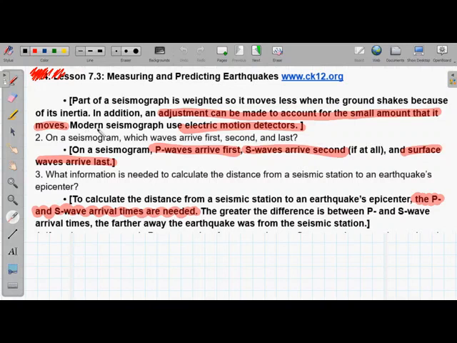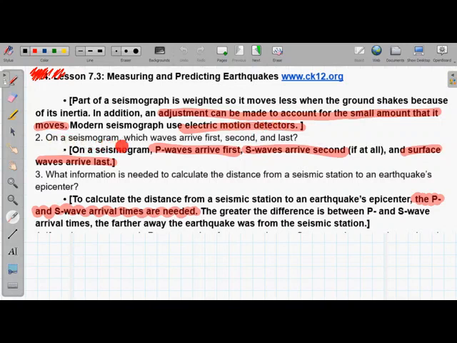Alright, so the first question is about seismographs and how do they record movement if they're moving with the Earth? Well, part of that answer is that they're weighted, and that means that their own inertia keeps them from moving the same way that everything else moves around them. Think about it this way. If you shake a semi-truck and you shake a Volkswagen Bug, one is going to move more than the other, right? And also, they can make adjustments for the small amount that it does move, and especially modern ones use electronic motion detectors, so they're more accurate.